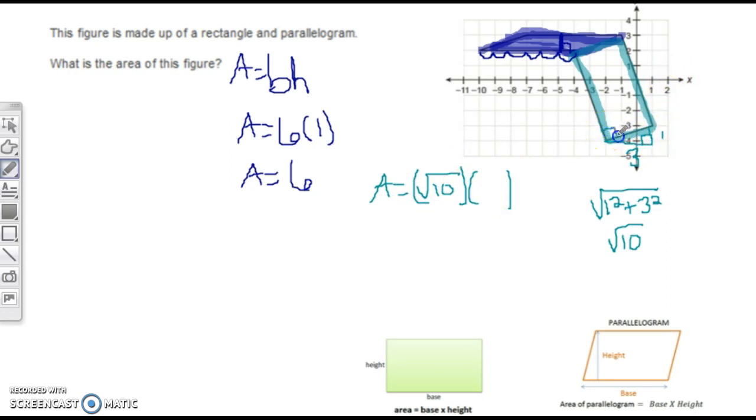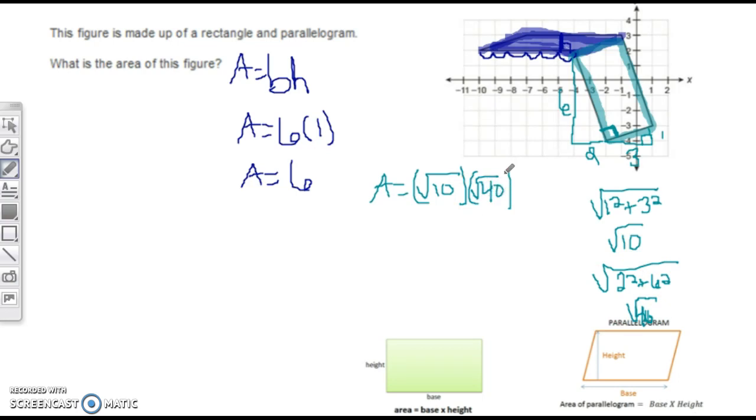Remember, if it's a rectangle, we know it's a 90-degree angle, so we know this side has to be perpendicular. I'm going to draw my right triangle again. This side length is 2, and this is 1, 2, 3, 4, 5, 6. So I'm going to do the Pythagorean theorem again, here in scratch work: 2 squared plus 6 squared. That gives me the square root of 40.